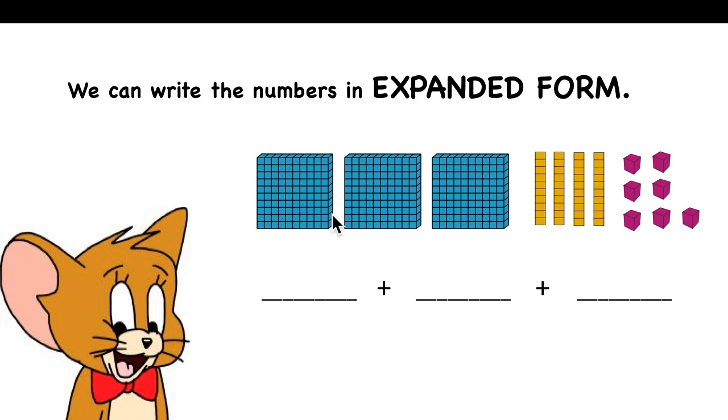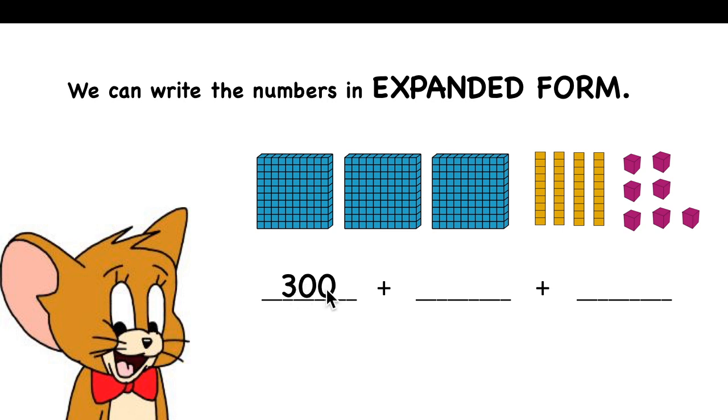When you separate hundreds and tens and ones, you add them together in an addition sentence. So let's start with hundreds. How many hundreds do you have here? We have 300. This is how we write the number 300.